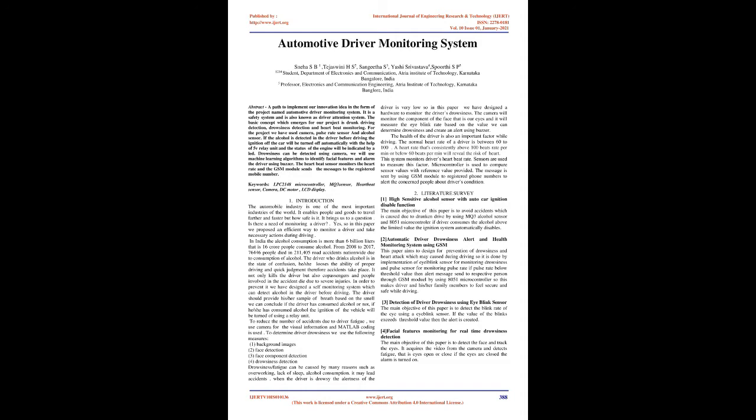If alcohol is detected in the driver before driving, the ignition of the car will be turned off automatically with the help of a 5V relay unit, and the status of the engine will be indicated by an LED. Drowsiness can be detected using a camera. We will use machine learning algorithms to identify facial features and alarm the driver using a buzzer. The heartbeat sensor monitors the heart rate and the GSM module sends messages to the registered mobile number. Keywords: LPC2148 microcontroller, MQ3 sensor, heartbeat sensor, camera, DC motor, LCD display.